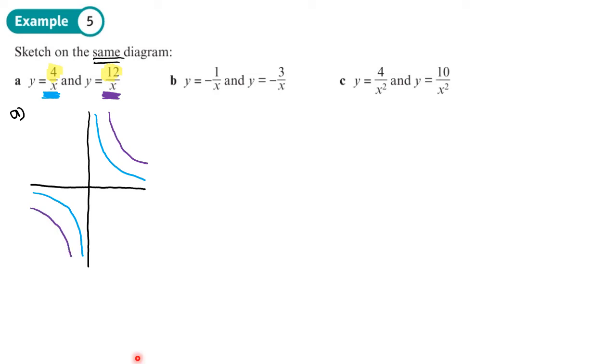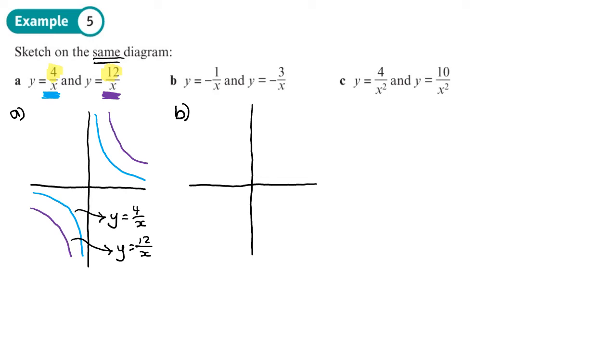It is going to have the x and the y axis as asymptotes, but remember I'm only drawing a piece of this graph, so we'll just label it so we know which is which. So this here is the graph of y equals 4 over x, and this is the part of the graph which is y equals 12 over x. So the bigger that number is, the further away it is from the axis, so that we can just compare the two. So the second one, we've got the graphs of y equals negative 1 over x and the graph of y equals negative 3 over x.